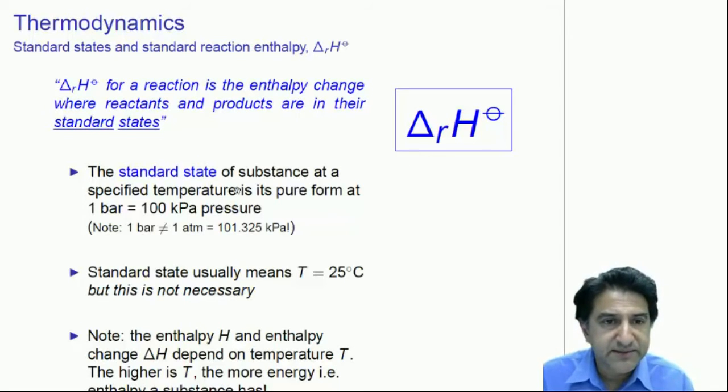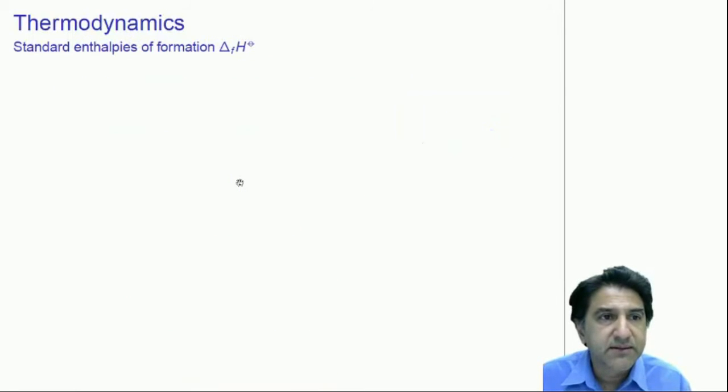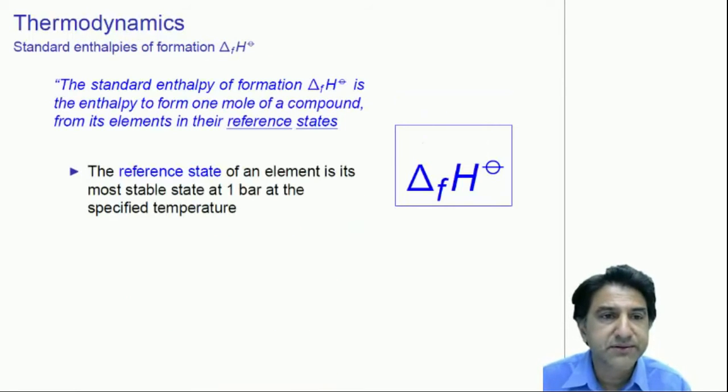Okay, so that's the standard state. And when we talk about reactions between substances in their standard states, we have standard heats of reaction given by this symbol in the square bracket. So delta H_R for a reaction is the enthalpy change where reactants and products are in their standard states. Okay, great. That's fine. There's another definition you need to know about, and that's reference states.